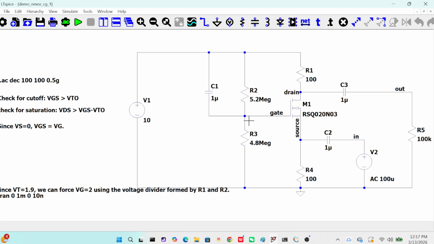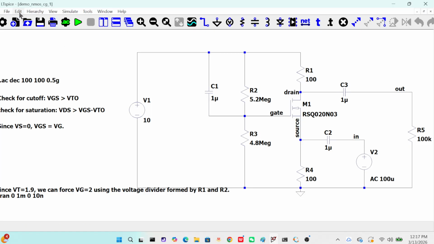To begin with, I need to check many things. First, of course, you need to check the cutoff condition for each of the transistors, and you also need to check whether they have satisfied the saturation condition. This circuit was based on the previously accomplished one, so I presume the biasing condition is quite okay.